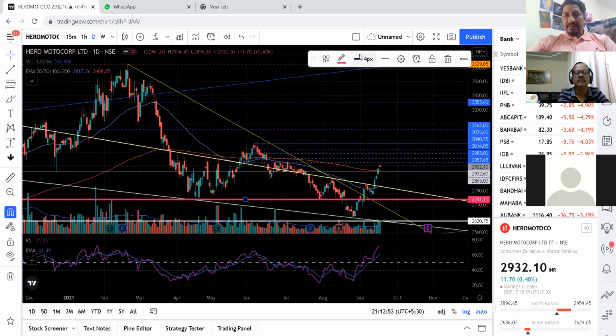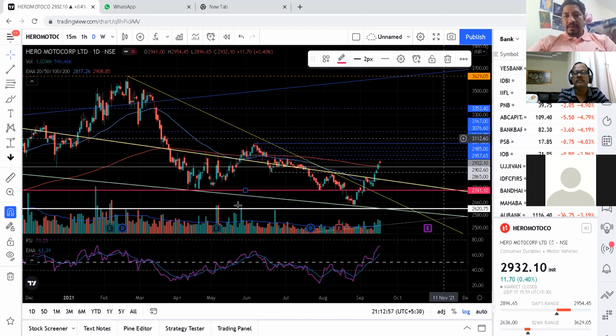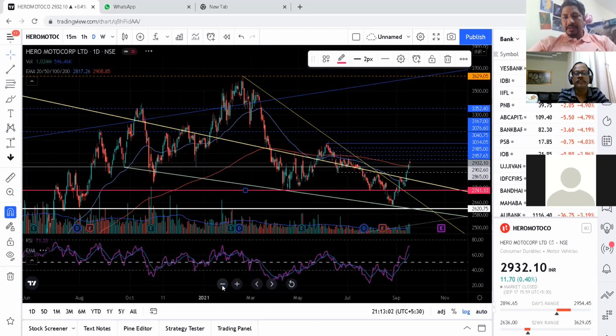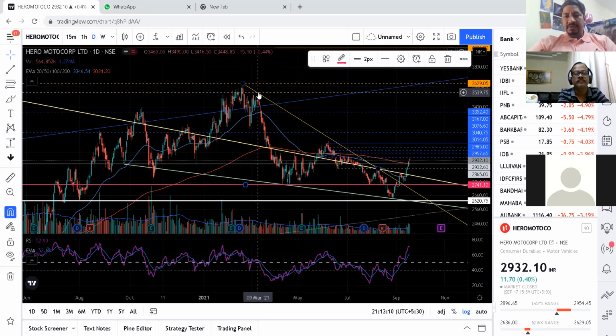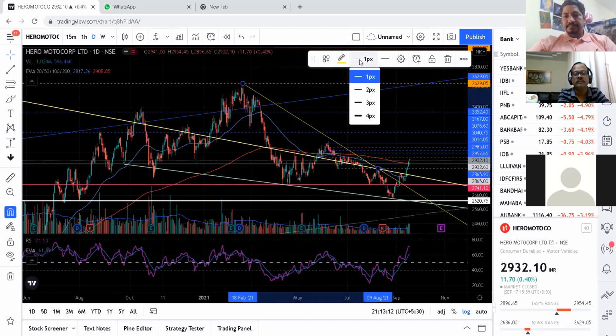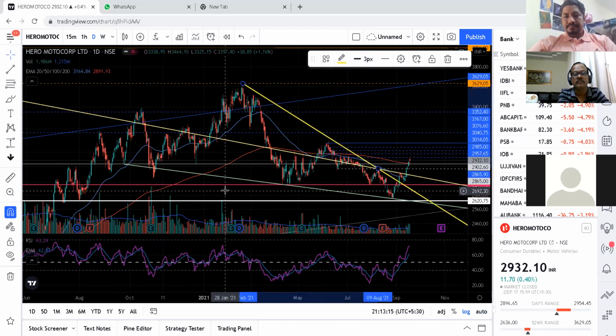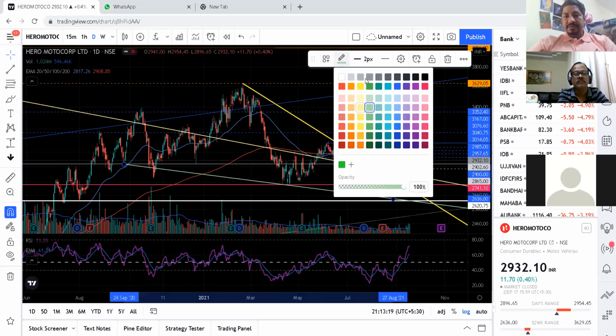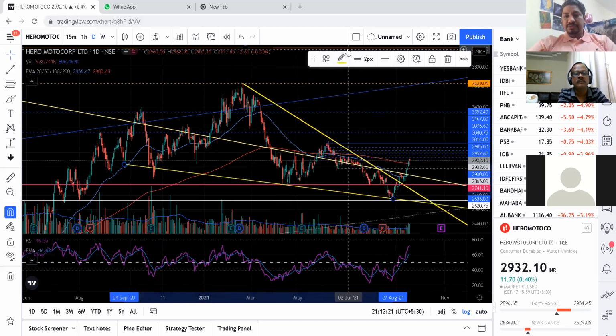I will reduce the size here. I'm taking other points also so that you remember. When this price was falling, I got some falling wedge. Can you see the falling wedge? Someone can highlight. Can you see the falling wedge here between these two yellow lines?